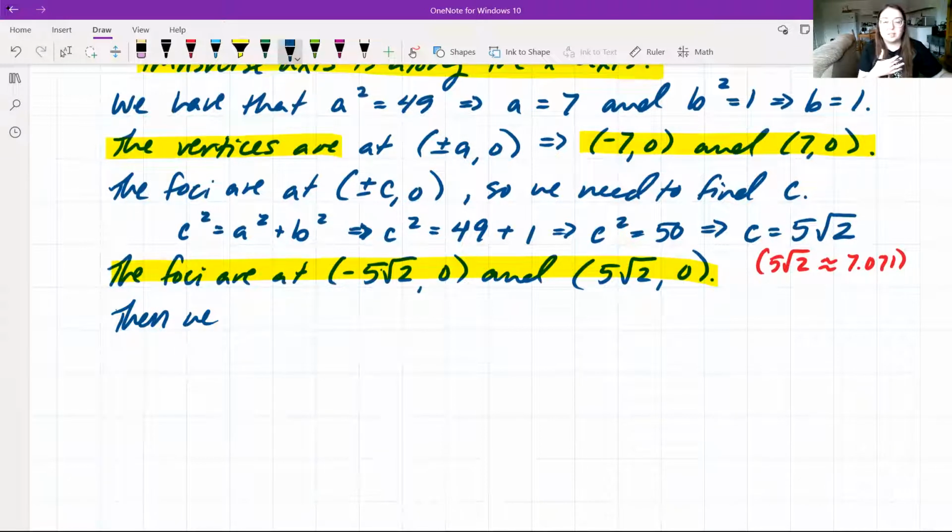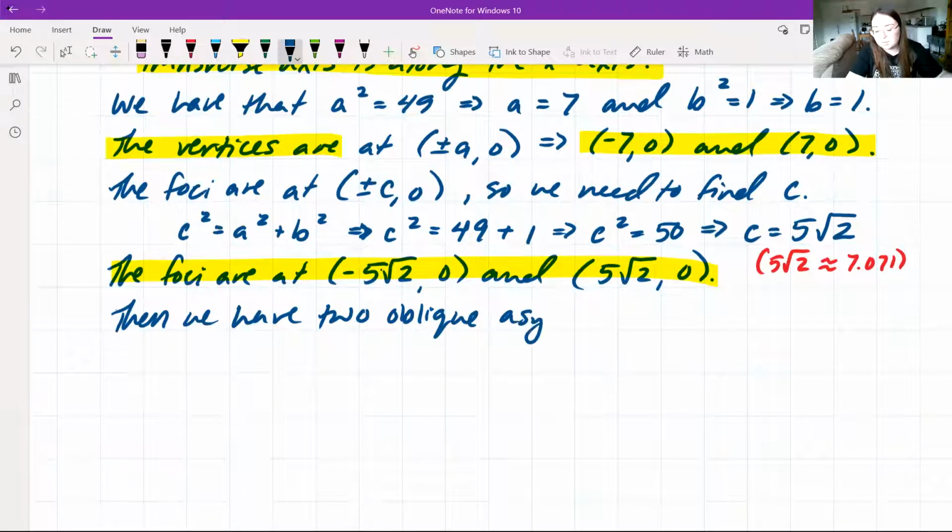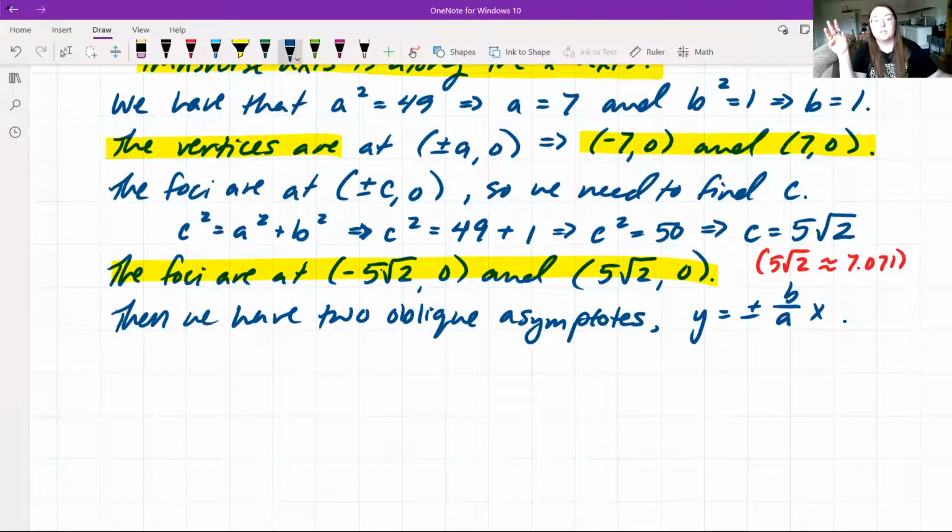So our formulas and our equations, which are given to us in the section for which we worked on these kinds of problems, we get that we have 2 oblique asymptotes, which are found at y is equal to plus or minus b over a times x. And it's b over a times x when we're transversal along the x-axis. When we're transversal along the y-axis, we have a over b, so remember that distinction.